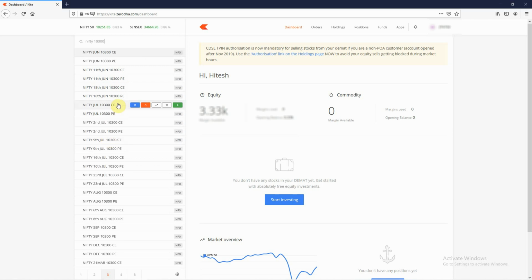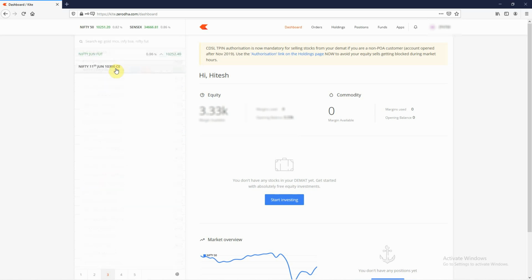again the next month's weekly expiries. Say, for the sake of understanding, I take the Nifty 11 June 10,300 call option, which is again shown here on the ticker tape.